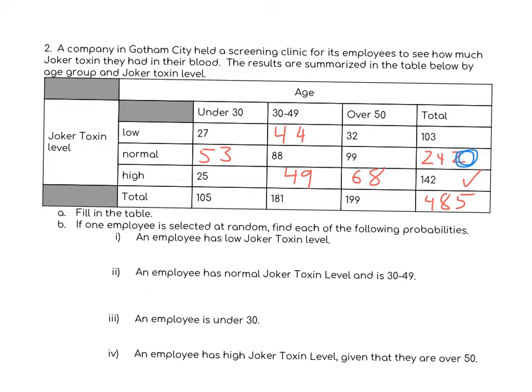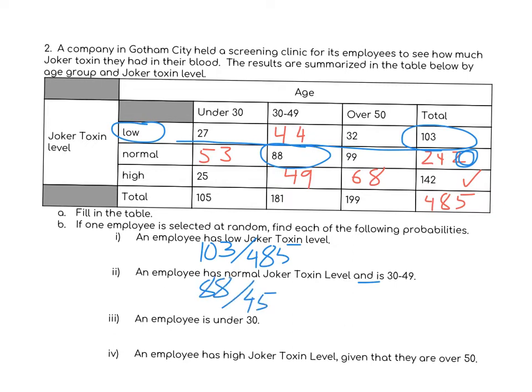Okay, let's find these probabilities. Employee has a low joker toxin level. So we're talking about this. That's really going after this. So 103 over 485. An employee has a normal joker toxin level and is 30 to 49. So that's this specific element. We got 88 out of 485. An employee is under 30.